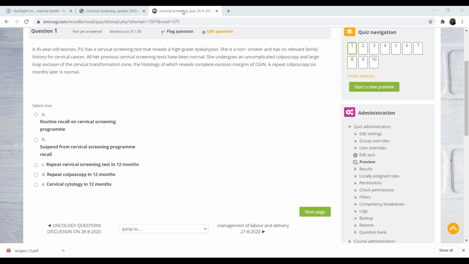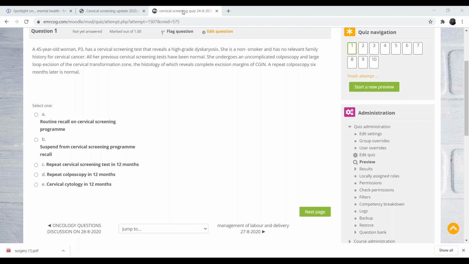Here, in this case, we will repeat cervical screening in 12 months because the test of cure after 6 months is normal, so we will recall again in 12 months. No, test of cure is not colposcopy, it should be HPV, I think. So how can we get the answer? Which answer is the correct one? First of all, E, cervical cytology in 12 months. I'll just comment, guys, on the answer.